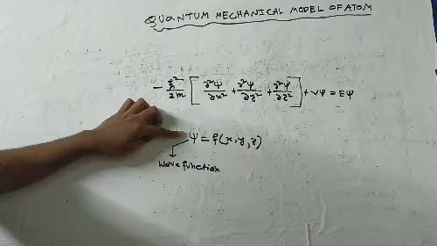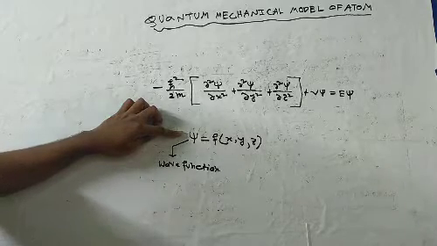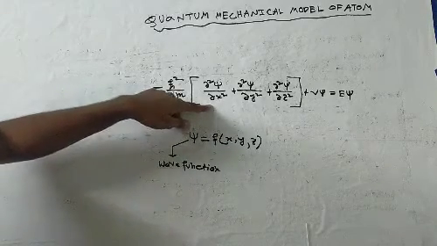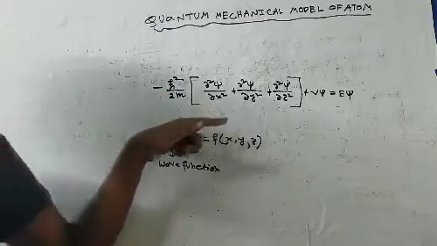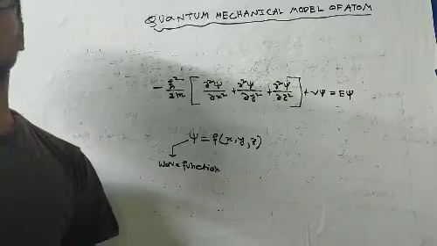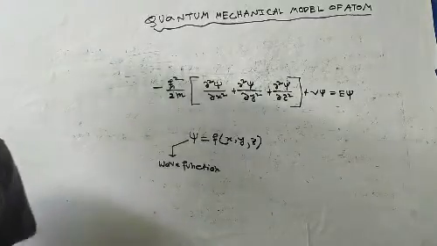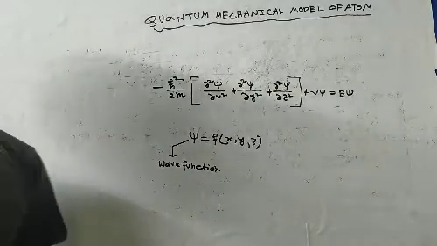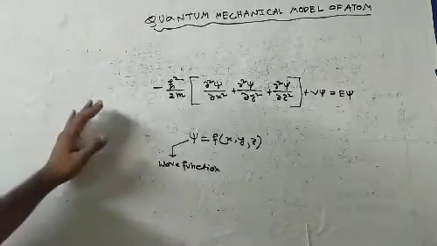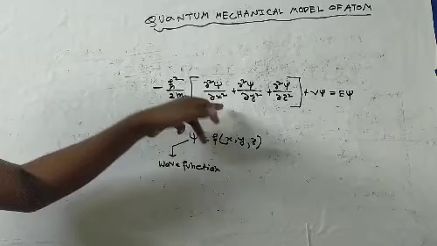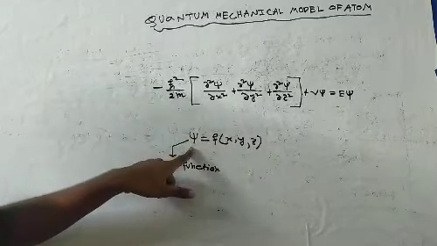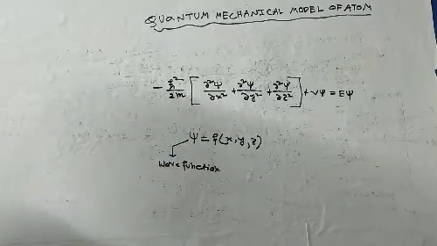Why is this called a wave function? Because when Schrodinger derived his equation, he considered that the electron is a wave. We all know that the electron has a dual behavior. It has particle nature, and it also has some wave nature. So when Schrodinger derived this equation, he considered the wave behavior of the electron. That's why this psi is called a wave function.